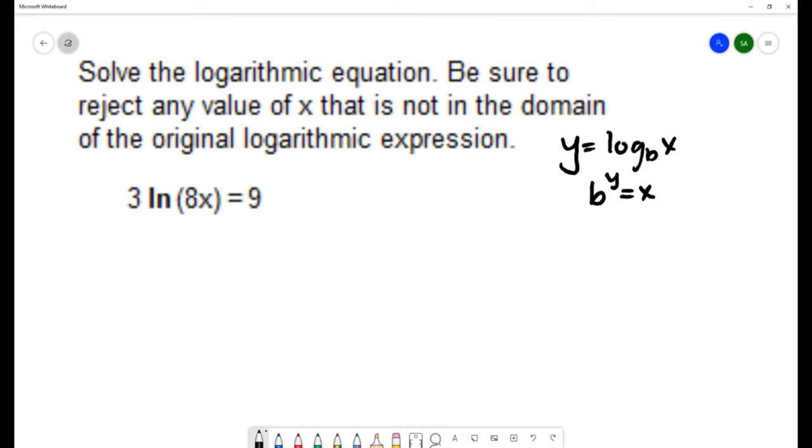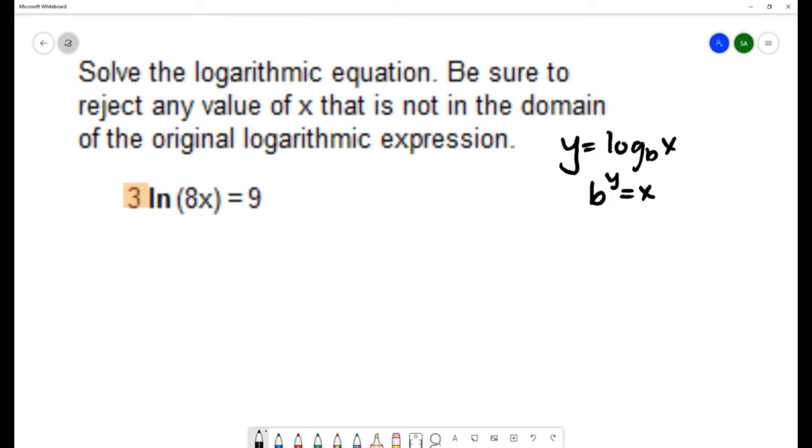Now, we have a couple things in our way this time, and the first thing I notice is that I have a coefficient on the logarithm. So I can't convert the equation yet because the log isn't isolated on one side of the equation. So I need to get rid of that 3. And I can think of two different ways to get rid of that 3. I'd like to show you both of them.